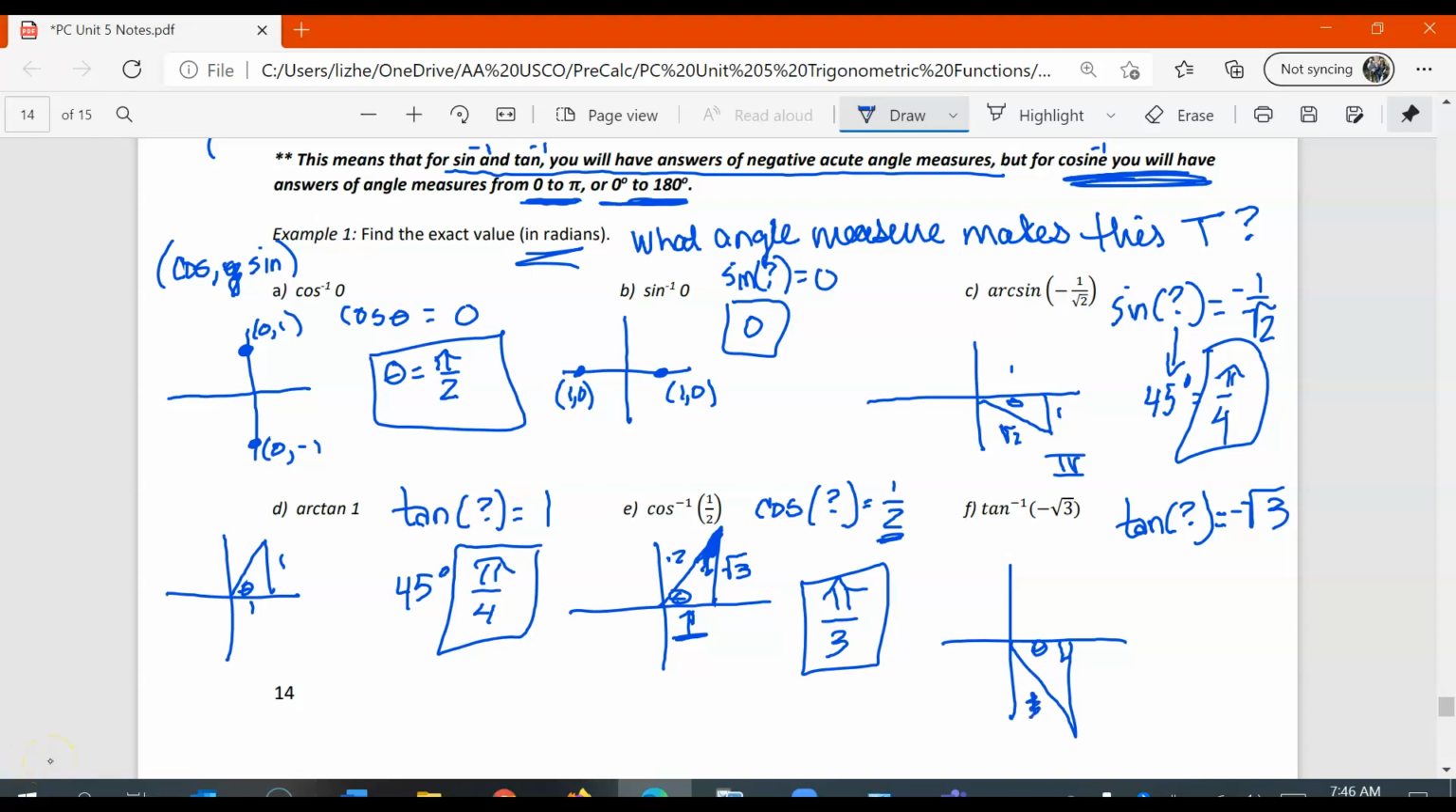Sorry about that. That's not your 1. Here's your 1. Here's your radical 3. Here's your 2. So if tangent is going to be opposite over adjacent, it has to be radical 3 here, 1 there, which means this is your small angle, pi over 6, and this is your big angle, pi over 3. But since we are in quadrant 4 down there, it's a negative pi over 3.